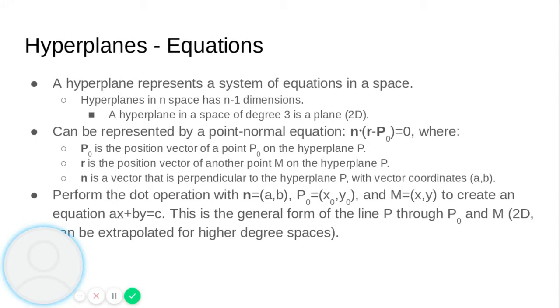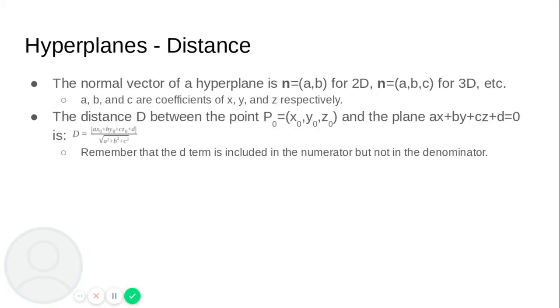So if we perform the dot product operation with n equals (a, b), p naught equals (x naught, y naught), which are just variables, and m equals (x, y), then we can create an equation ax plus by equals c. This is the general form of the line P through P naught. In this case, it would be a line because it's in 2 space. So that would be the general form of that line, or the hyperplane in 2D through P naught and M. And this can be extrapolated for higher degree spaces.